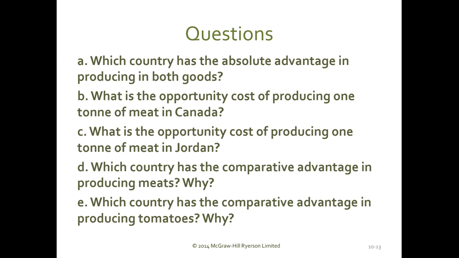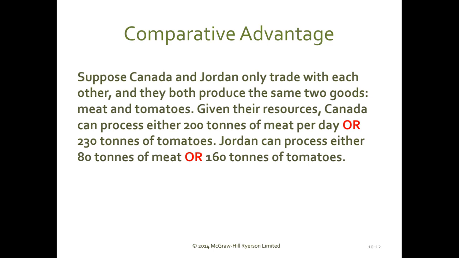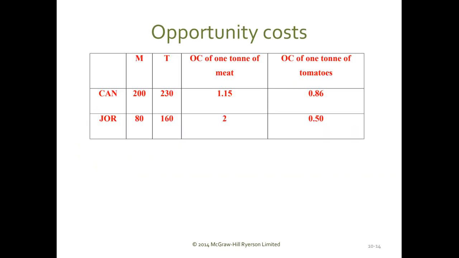So the best way to answer this question, this is the data that is given. You have to be able to write this data in the tabular form that I showed you earlier. So I'm going to show you this tabular form. You always do this, right? The first 3 columns. First write the 2 countries in the first column, Canada and Jordan. And then in the second and third, you have meat, M, and tomatoes, T. And you have these numbers, 200. These are in tons, 230, 80, and 160.